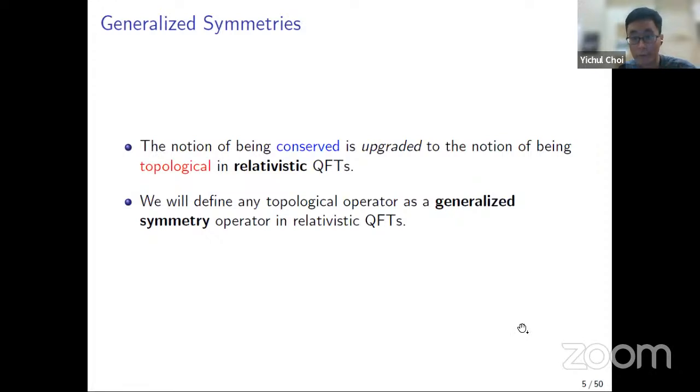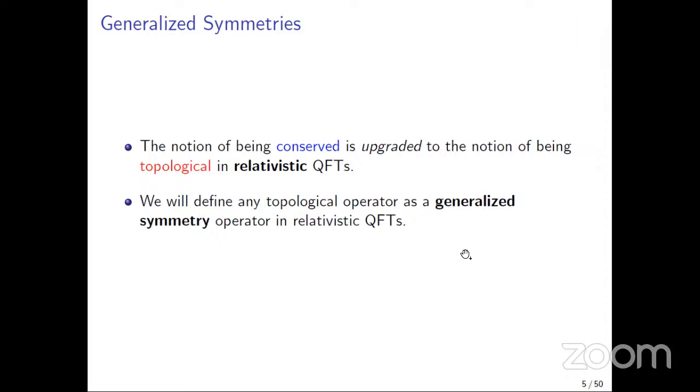And here we are observing that the notion of being conserved in relativistic QFTs is really upgraded to the notion of being topological, because there is nothing special about the time direction. Motivated by this, in this talk, I'm going to define any topological operator as a generalized symmetry operator in relativistic QFTs.